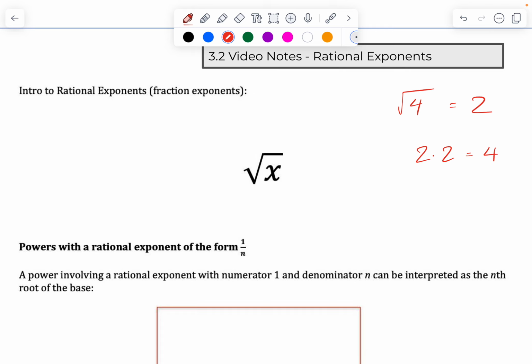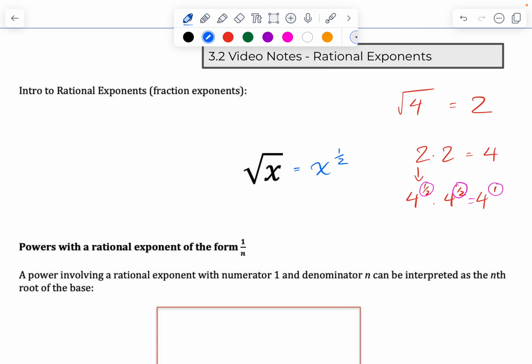So that means that if I consider 4 to have an exponent of 1, then 2 must be 4 to the half, times 4 to the half. Because from our exponent laws, if I add these two together, then I get 1. All right, so 4 to the half plus a half is 1. That means that this square root actually means that it's x to the 1 over 2.